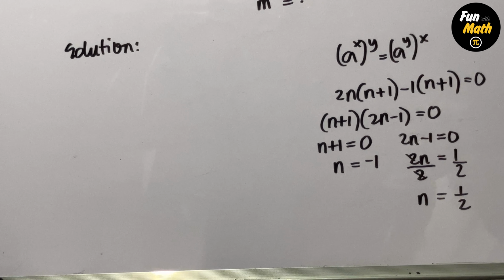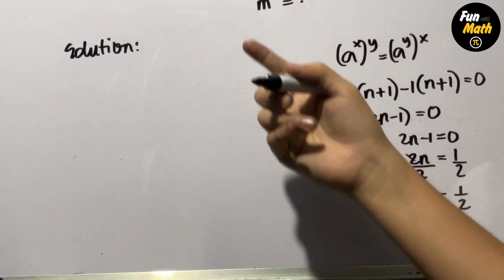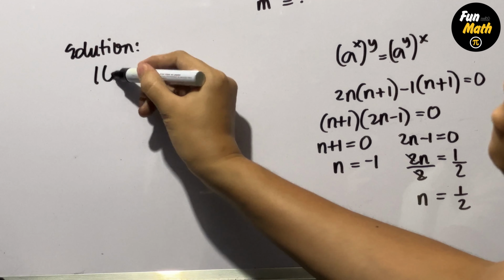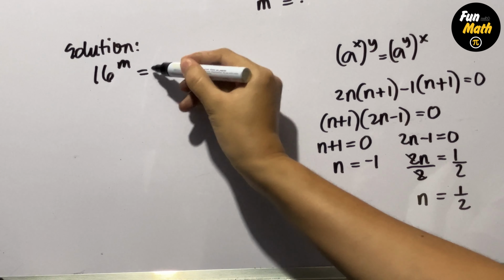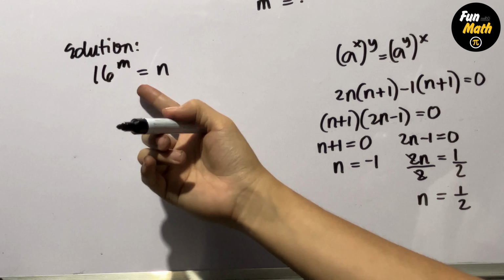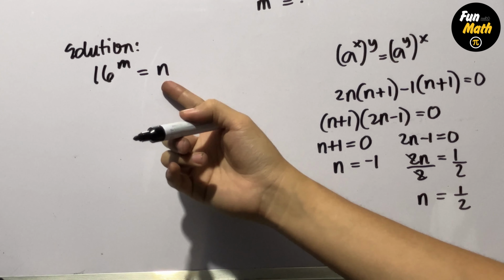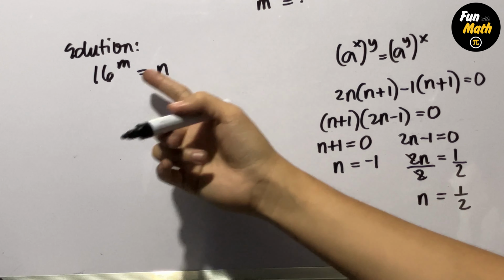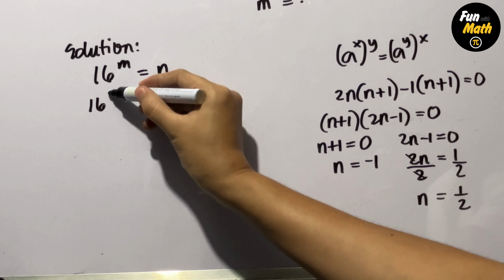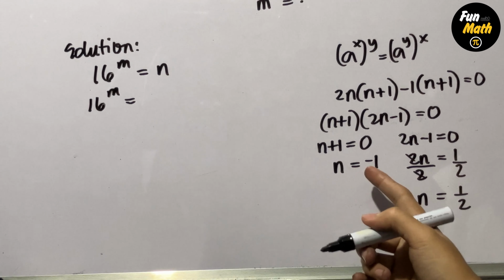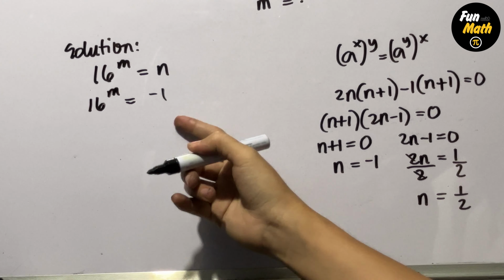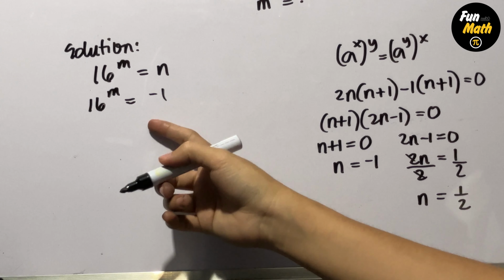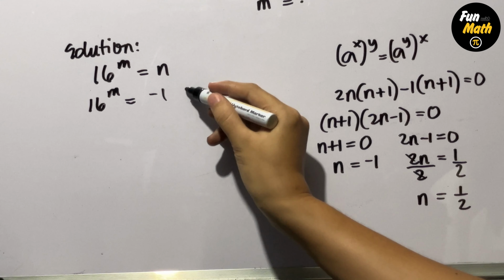Now next, we need to find the value of m. Earlier, let's recall that 16 to the power of m is equal to n. We let this be equal to n. So now we can use this to find the value of m. So 16 to the power of m equals negative 1. Since it's negative 1, that means there is no real solution. So this is invalid.